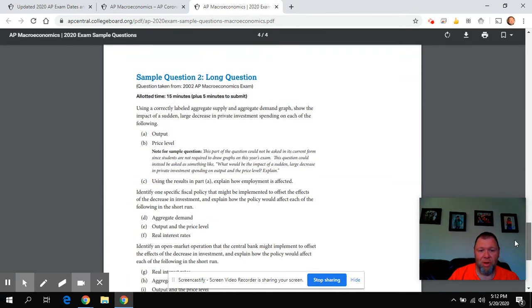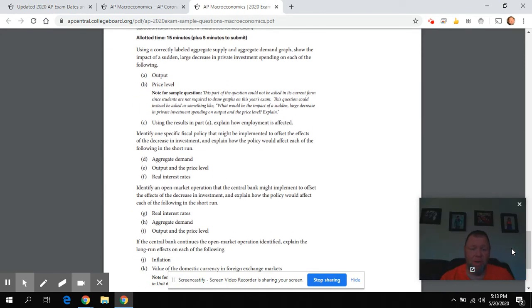And then the last question says using a correctly labeled graph, but then it says note, this part of the question could not be asked in the current form since you're not required to draw graphs this year. The question instead would be asked, what would be the impact of a sudden large decrease in private investment spending on output and price level? Explain. So you're not worrying about graphing, but they could do this, right?